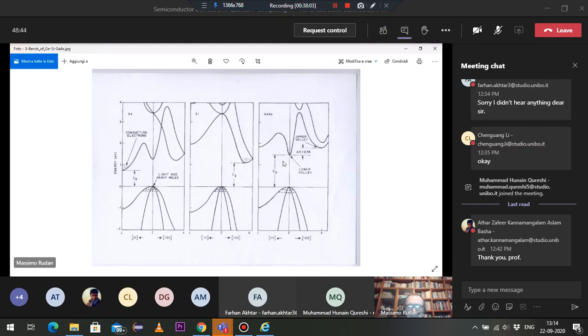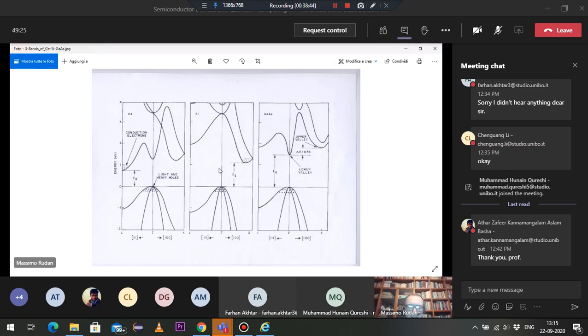Let's consider now the gap. You remember, for each semiconductor, the gap is the difference in energy from the minimum of the conduction band to the maximum of the valence band. So the energy gap is indicated in the three figures for gallium arsenide, silicon, and germanium. You see that silicon has a gap that is intermediate between that of gallium arsenide, that is larger, and that of germanium, that is smaller, okay?